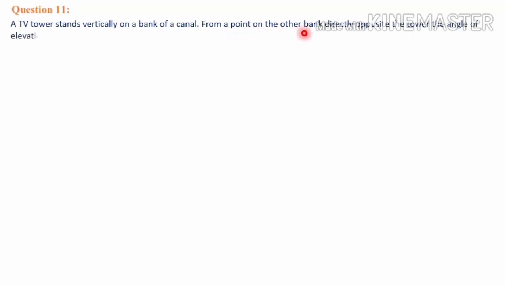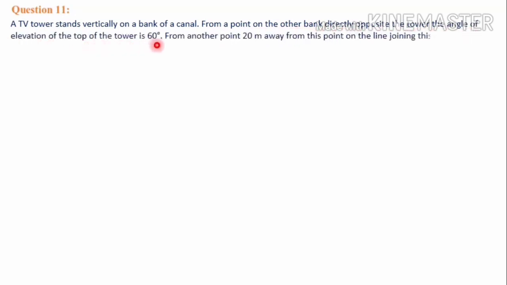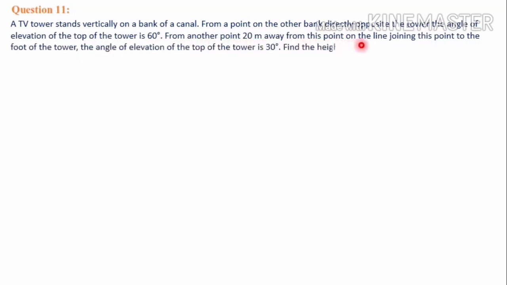Next we shall discuss question number 11. The question is, a TV tower stands vertically on a bank of a canal. From a point on the other bank directly opposite the tower, the angle of elevation of the top of the tower is 60 degree. From another point 20 meter away from this point, on the line joining this point to the foot of the tower, the angle of elevation of the top of the tower is 30 degree. Find the height of the tower and the width of the canal.